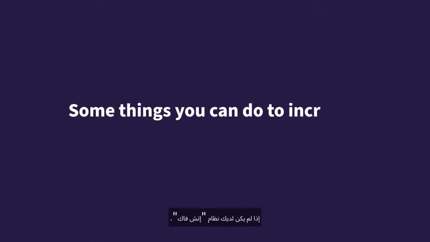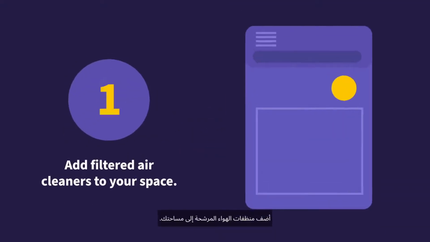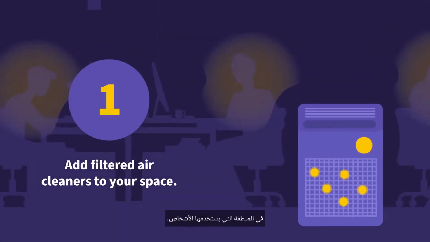If you do not have an HVAC system, you can't change yours, or the one you have is too old, there are some things you can do to increase ventilation in a room and reduce risk. Add filtered air cleaners to your space. Portable HEPA filtered air cleaners can help capture airborne virus particles. Be sure to place the air filter in the area being used by people and close to them.